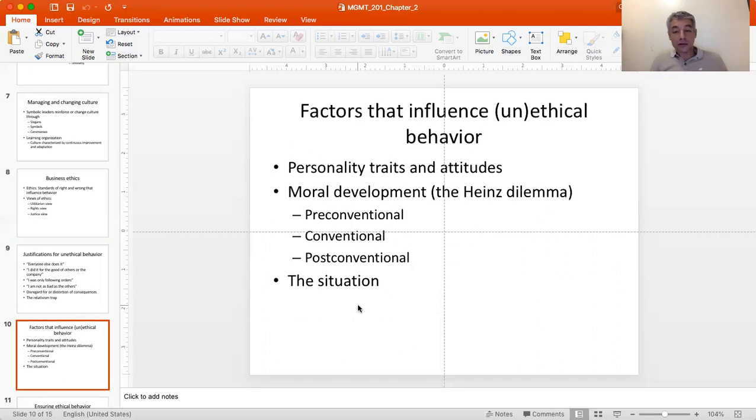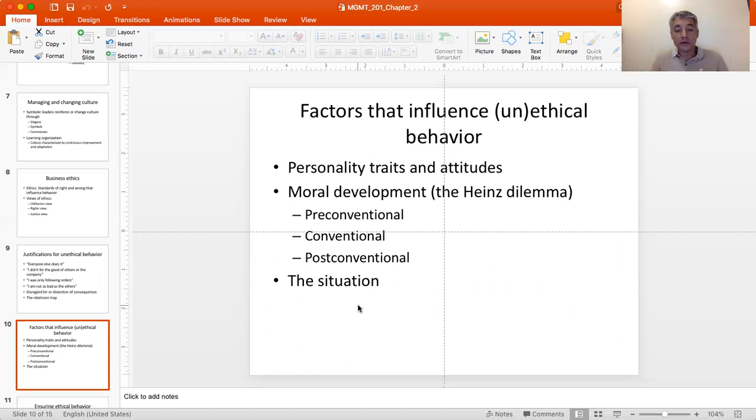What are some of the factors that influence unethical behavior? Some of it boils down to personality and attitudes. Personality traits. So some people are, if you will, just more likely to be inherently good or inherently bad, and there's nothing you can do about that.